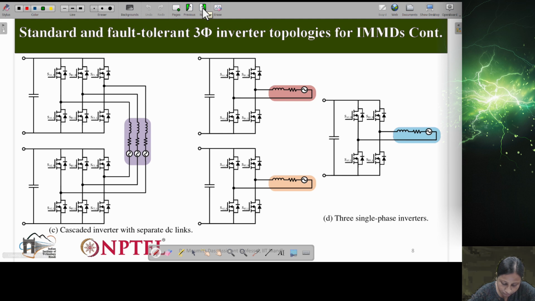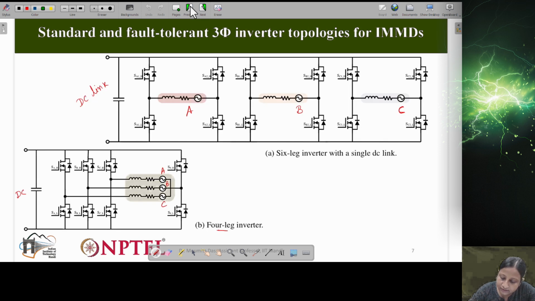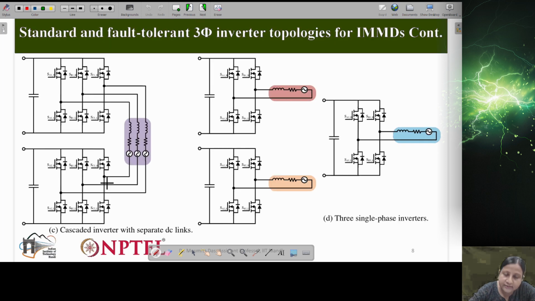So there are other converters also. You can see here, this is a cascaded inverter with separate DC link. Instead of using 2 different legs, we can have 2 different converters. Here also 6 legs are there, and in this case also 6 legs are there. But what is the difference here? The DC links are separated. So it is divided into 2 DC links rather than 1 DC link. So here it is DC link 1 and DC link 2. Okay. So now it is like a conventional voltage source inverter.